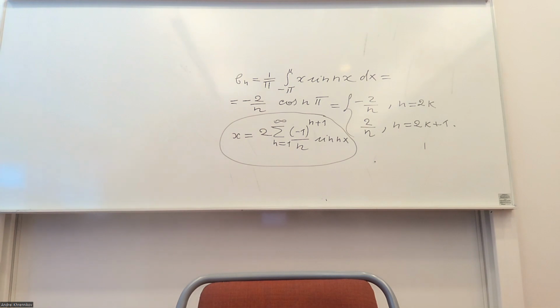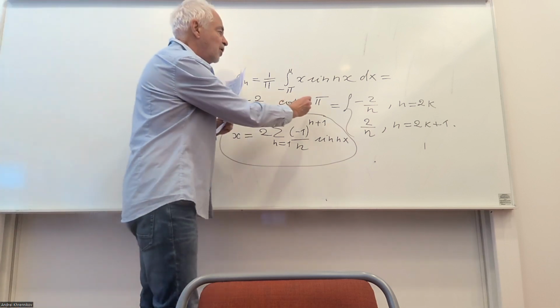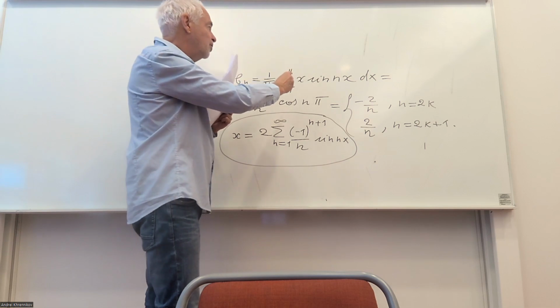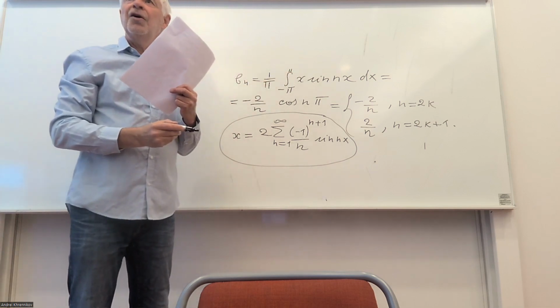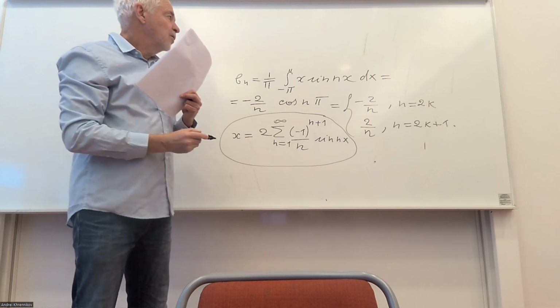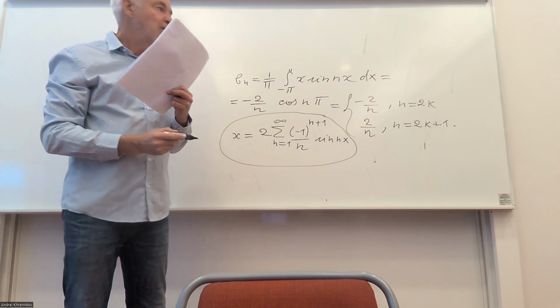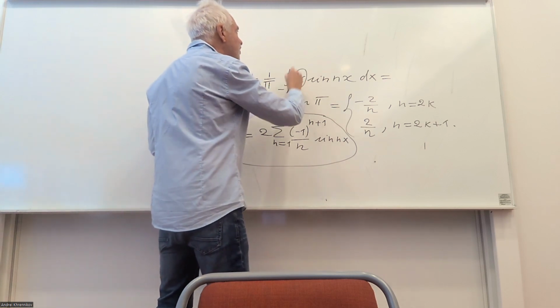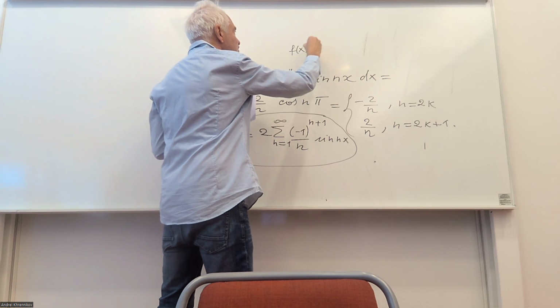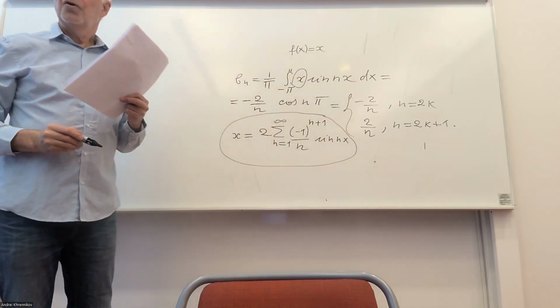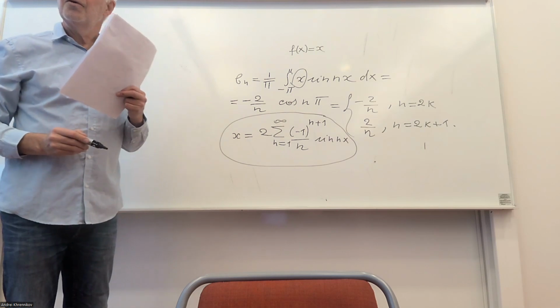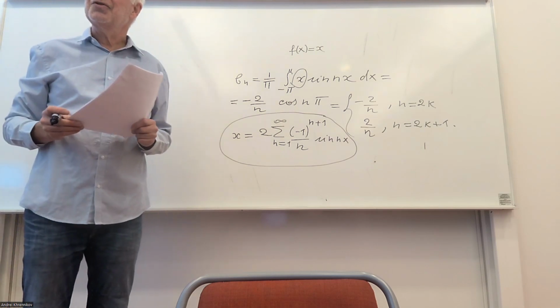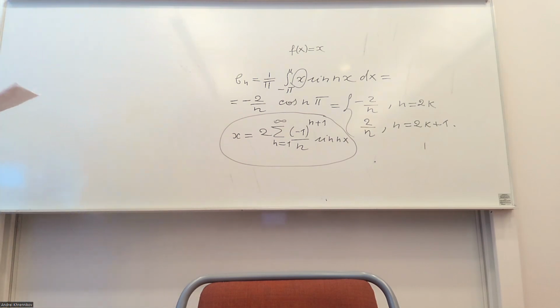Question: the formula bn equal to 1 divided by pi, in the last formula, no, the first one, the one above. Yes, this is just the definition of bn. It was only x, and then you multiply it by sine nx. The role of f is played by x in our case, f(x) is equal to x, and sine nx. It's the definition of the coefficient b, just the definition of the b coefficient.